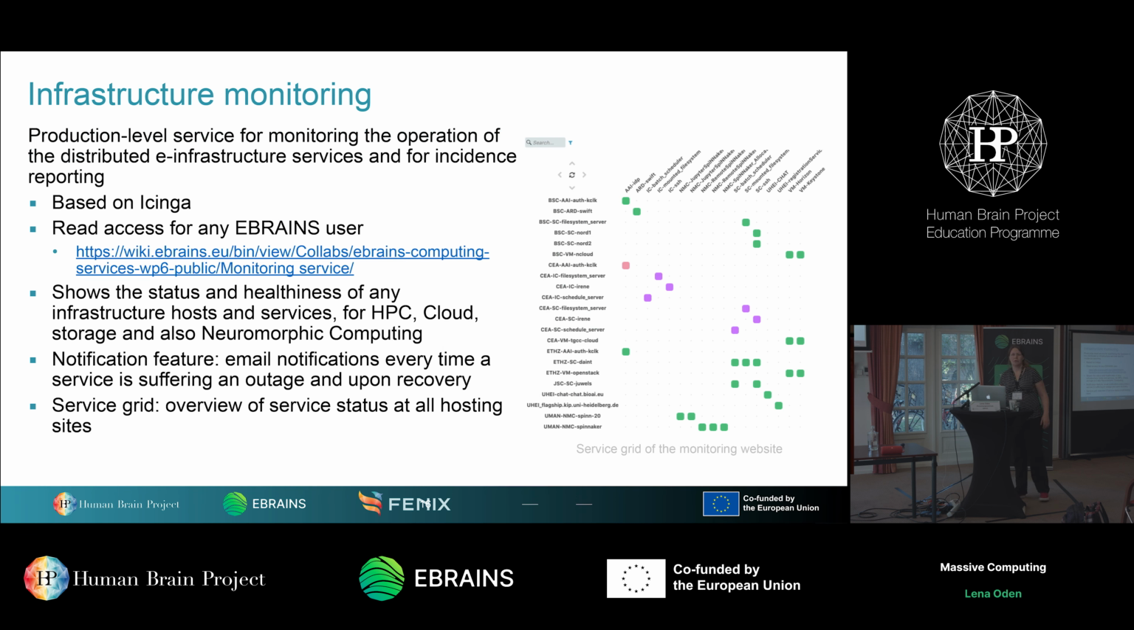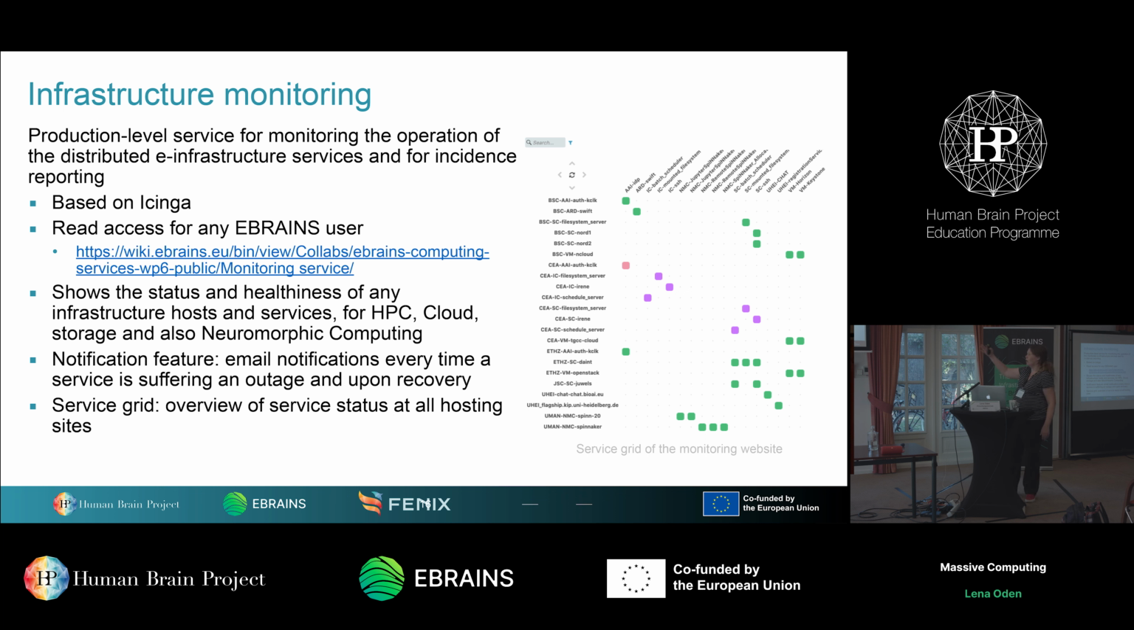Also very important what we offer is the monitoring service, because computing systems fail, they have problems, which is not nice, and we don't want to talk about it. And basically, to get all the information, which system is currently running, which is not running, where are problems, we have this central infrastructure monitoring service where you can look, and if you have an eBrains account, you can access it, and you can basically see in a matrix which services are available, what's the status, and so on. And you can also get email notifications if a system is down, for example, and if it's running again.